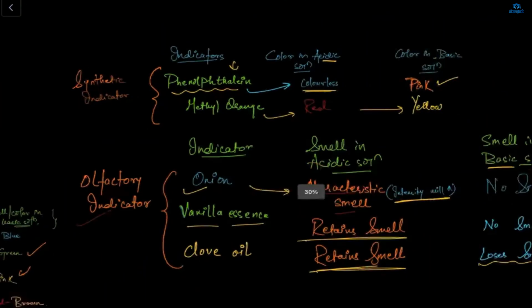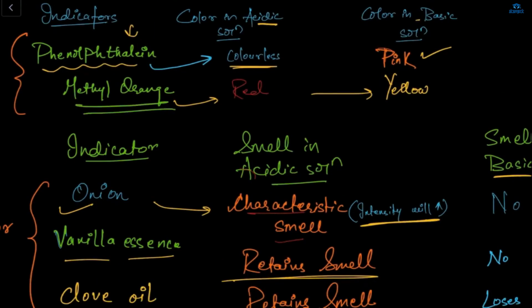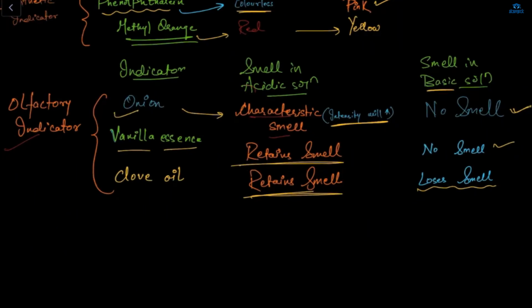What are man-made indicators? For example, if we take methyl orange, in an acidic solution it will turn into red color. If we mix methyl orange with an acid, it will turn into red. But if we mix it with a base, it will turn into yellow. So these are indicators. Now the last one, olfactory.